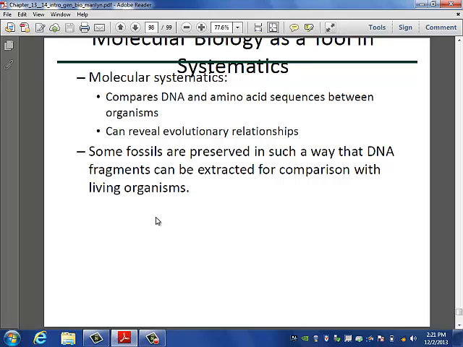So, molecular systematics, a little bit more, what's the word I want? Yeah, more refined, I think more definitive of comparisons and characteristics, are actually looking at DNA and some of the different amino acid sequences that are similar between organisms.